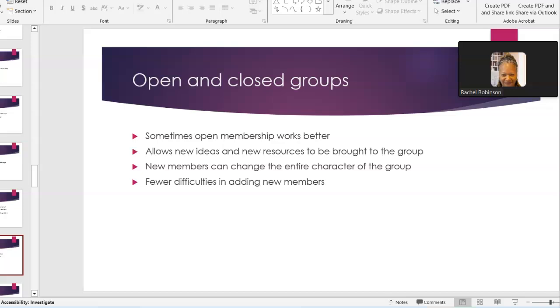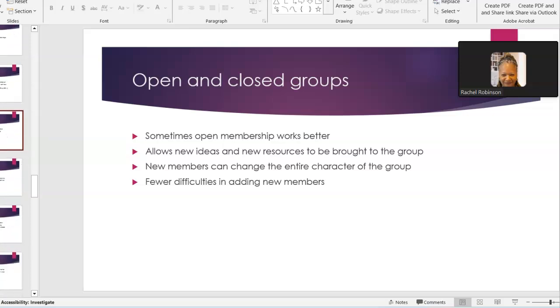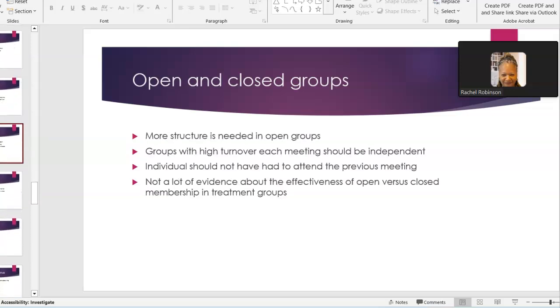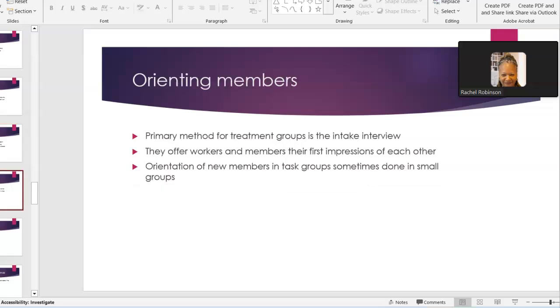Sometimes open membership works better. They bring new resources. They can change the actual nature of the group, not the purpose, but the nature of the group. And it's easier to add members because that's just a part of the process. So I want you to read more about open and closed groups. There's a little bit more.